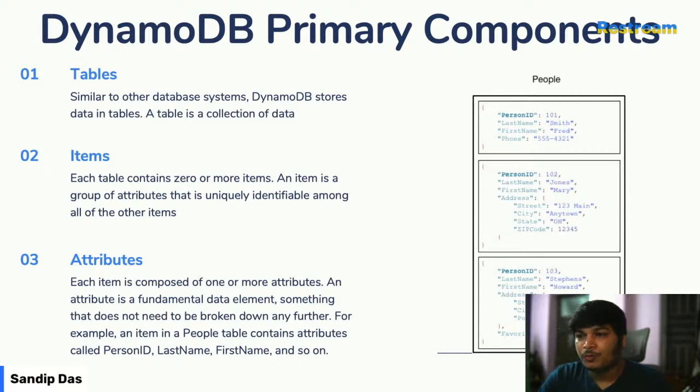I hope you guys understood the differences between the tables and all, because that's very important. Tables are where you store your records, and the records are the items.